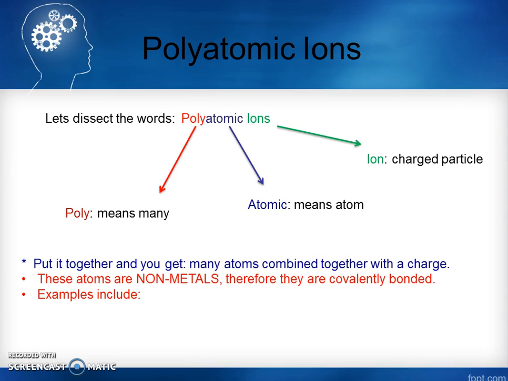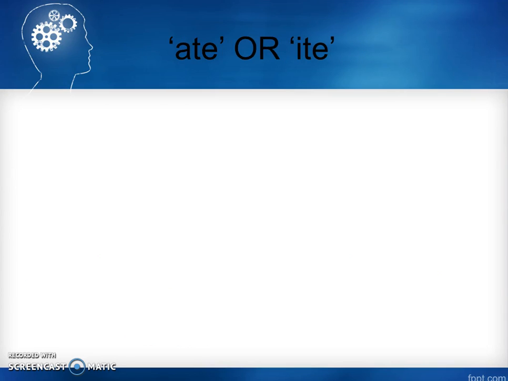So examples include carbonate, CO3 2-, sulfate, phosphate. Now, you'll notice those words all ended in -ate. What you'll also notice, the more you work with these polyatomics, is sometimes they end in -ate or -ite. So we'll just run through this quickly.